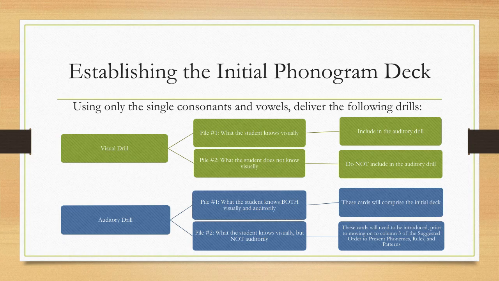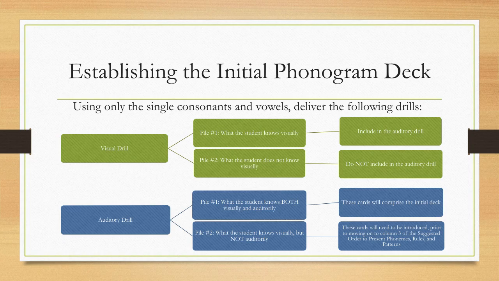These cards that your student knows both visually and auditorily will be the deck that you use when you deliver the drill work during your first lesson. Any cards that your student does not know both visually and auditorily will need to be introduced in subsequent lessons. You will first introduce the cards that your student knows visually but not auditorily, and once all of those cards have been introduced, you will then introduce any cards that your student did not know visually.